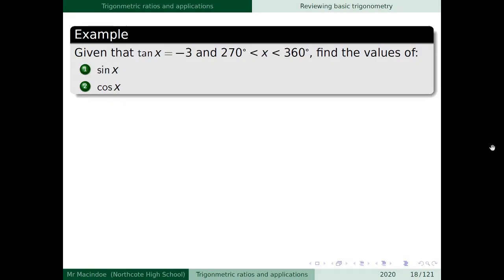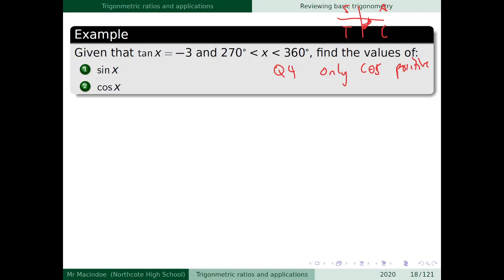So we've got tan of x is equal to -3, and we're between 270 degrees and 360 degrees. If I think about where that is down here, all the way around would be 360, 3/4 way around would be 270, so we're in Q4. So I know only cosine is positive, if I remember my CAST rule. C-A-S-T.